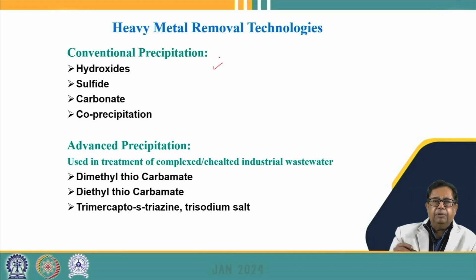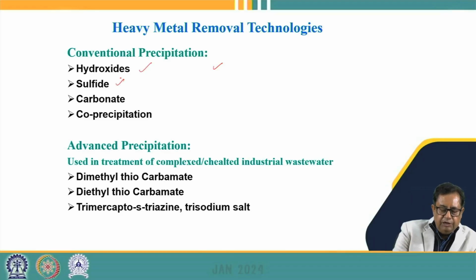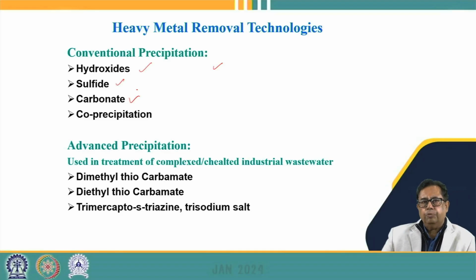So we can precipitate the metals in the form of hydroxides, sulfides, or carbonates. We can also go for co-precipitation, where the metals may be precipitated along with the precipitate of different compounds. These metals can also be entangled or adsorbed onto the precipitate, which is otherwise not formed from the metals which are there. So this leads to the co-precipitation of these metals.